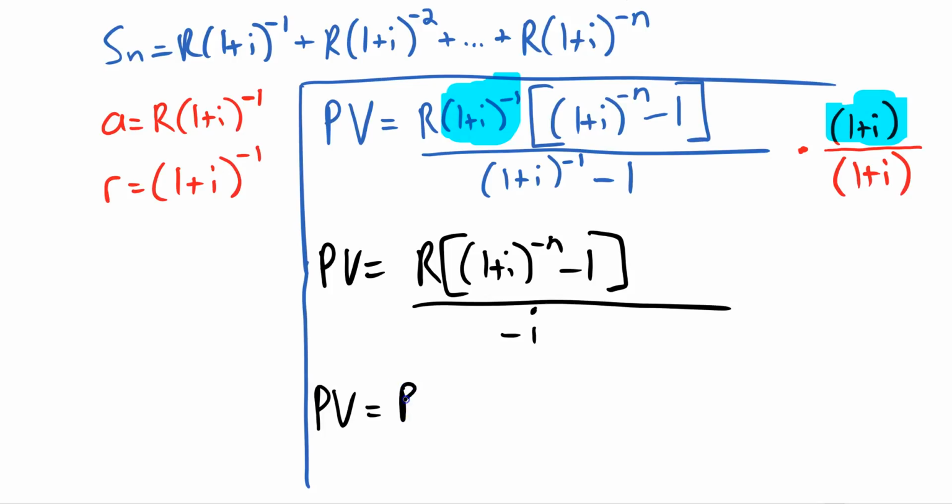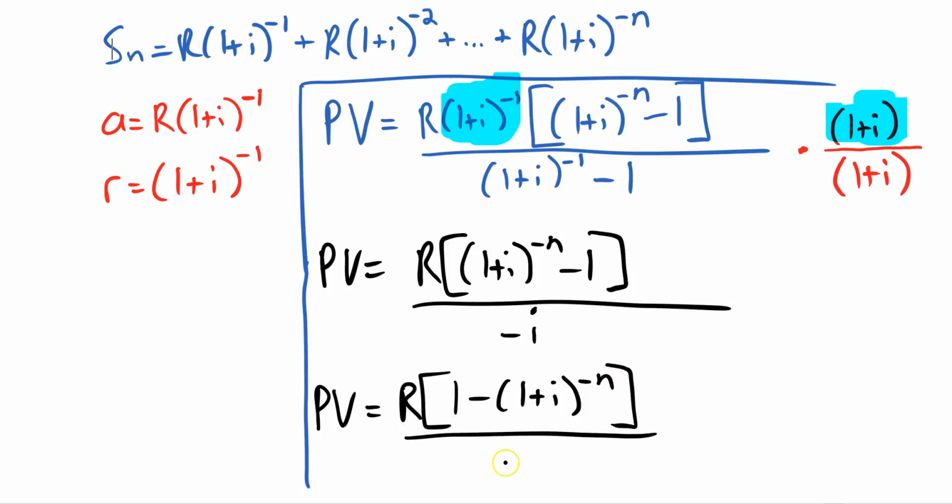Now, we're not going to apply it to the r. We're actually going to apply it to the brackets right here. And if we apply that negative, basically both of them will have the opposite sign. So instead of negative 1, I'm going to have 1, and then I'm going to subtract 1 plus i to the power of negative n.